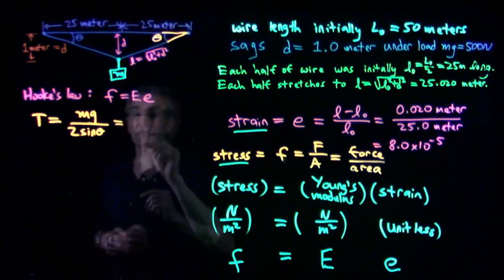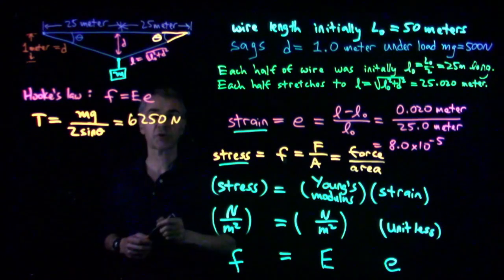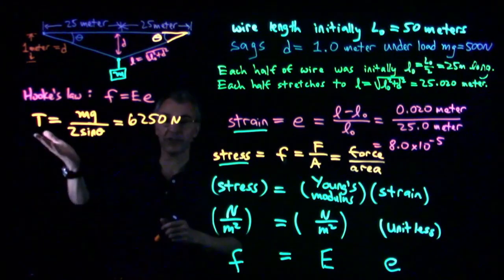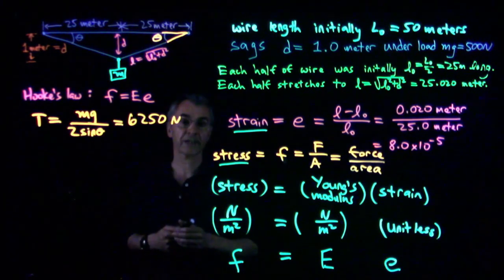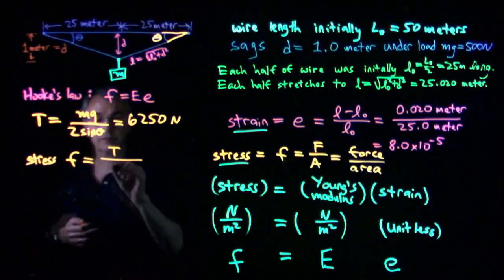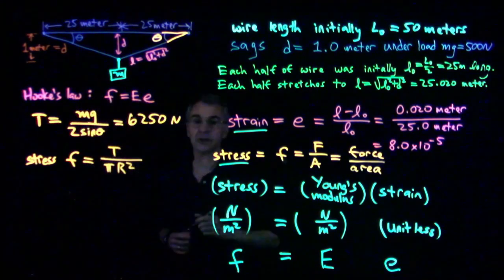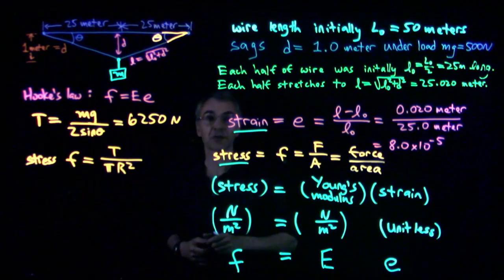And if you plug in numbers, that works out to be 6,250 newtons. So we know the force, it's just the tension in the cable. So if we knew the cross-sectional area of the cable, then we could work out the stress. It would just be the tension divided by the cross-sectional area, pi r squared, of the wire that the high wire walker is standing on.